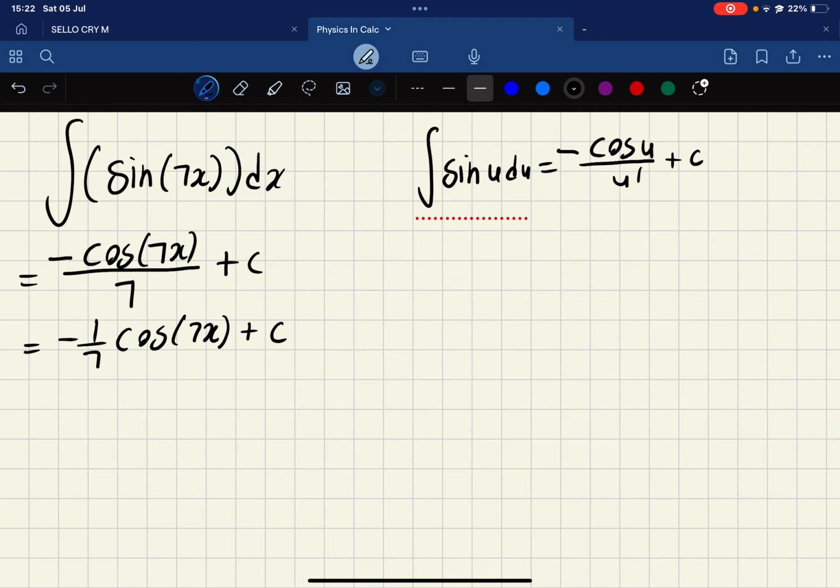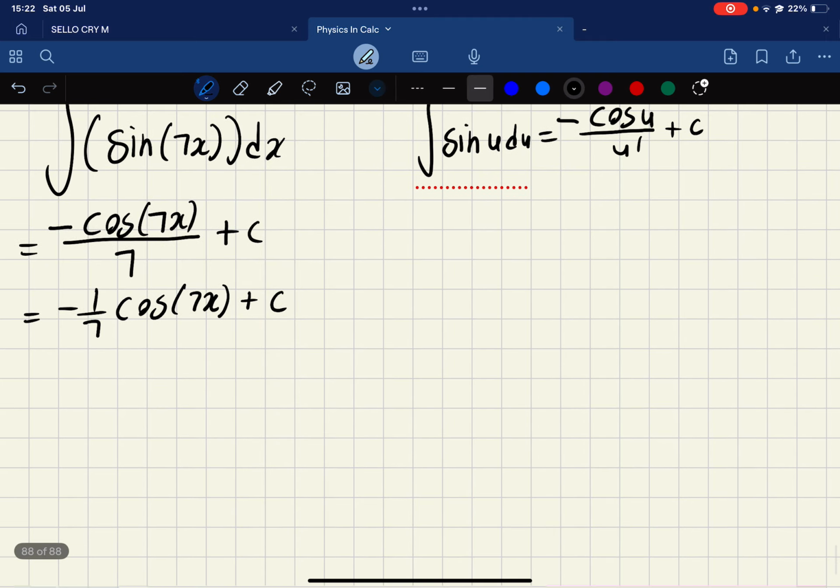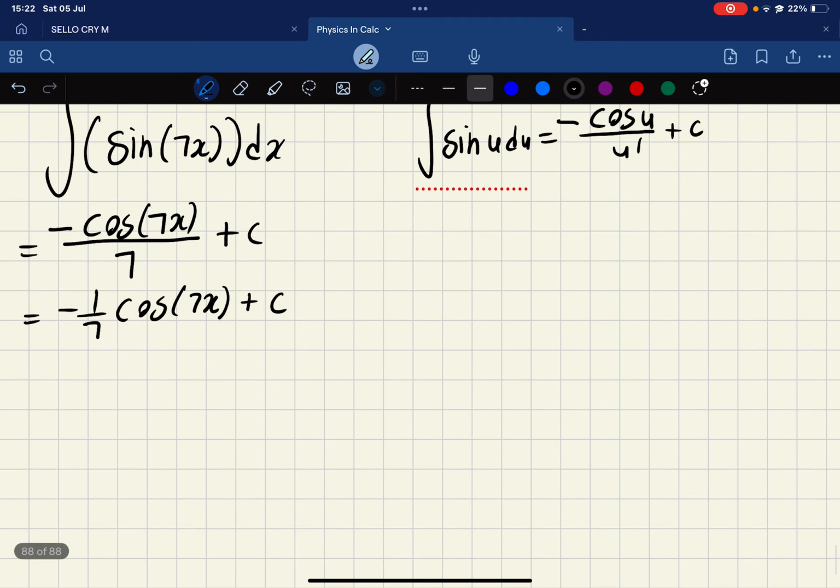Or what can you do? You can just use u substitution. Some people use u substitution. Still correct.